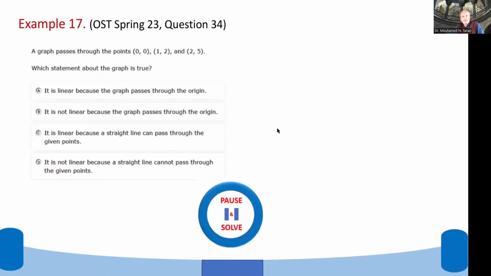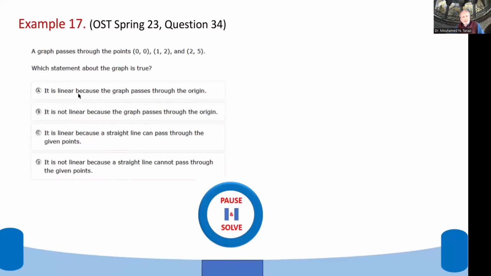Ohio State Test Spring 23, question 34. This is a very, very interesting example. A graph passes through the points (0, 0), (1, 2), and (2, 5). Which statement about the graph is true? So now you have to really read all of this here, okay? One of them is true. That's what he's asking you, which statement.